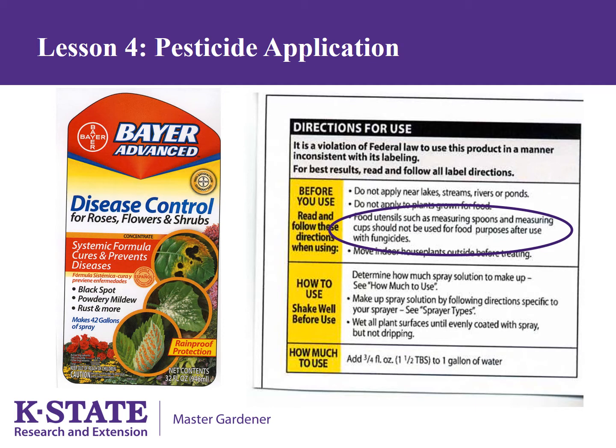Note that any food utensil, such as measuring spoons and measuring cups, should not be used for food purposes after using for mixing a pesticide. This is a good way to be exposed orally to the pesticide.